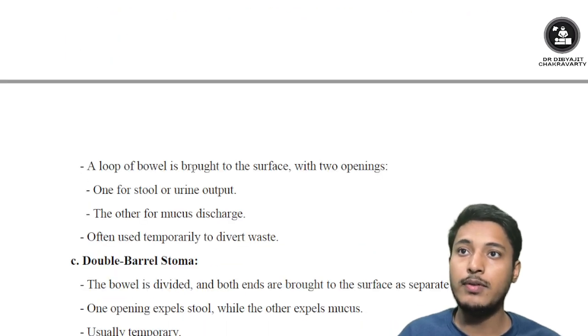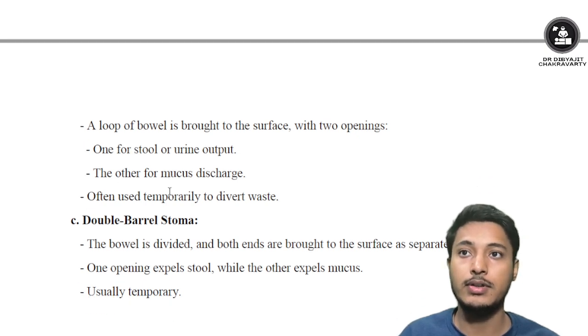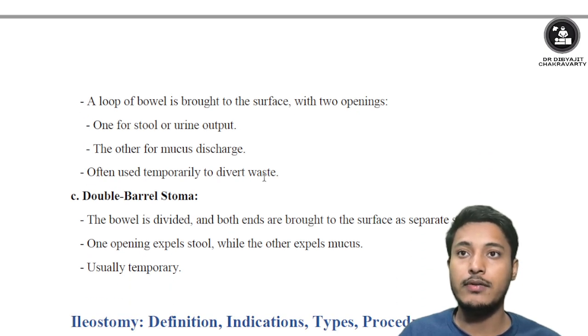Loop stoma, here a loop of bowel is brought to the surface with two openings. One is for stool or urine output, and another is for mucus fistula. Often used temporarily to divert the waste.